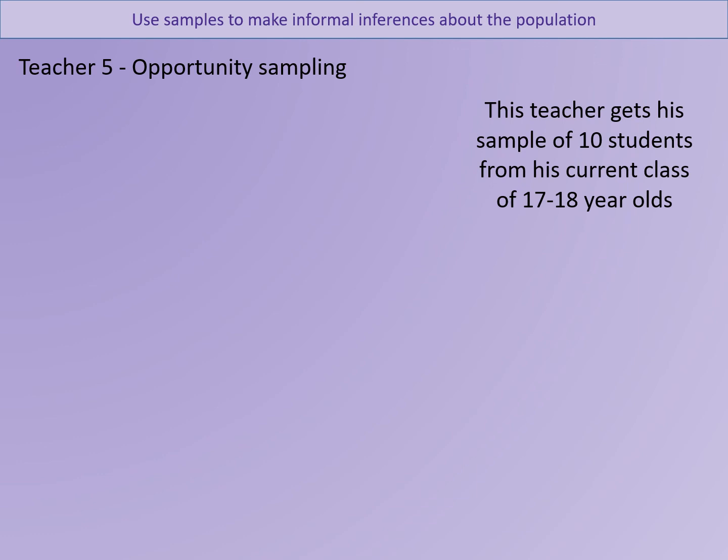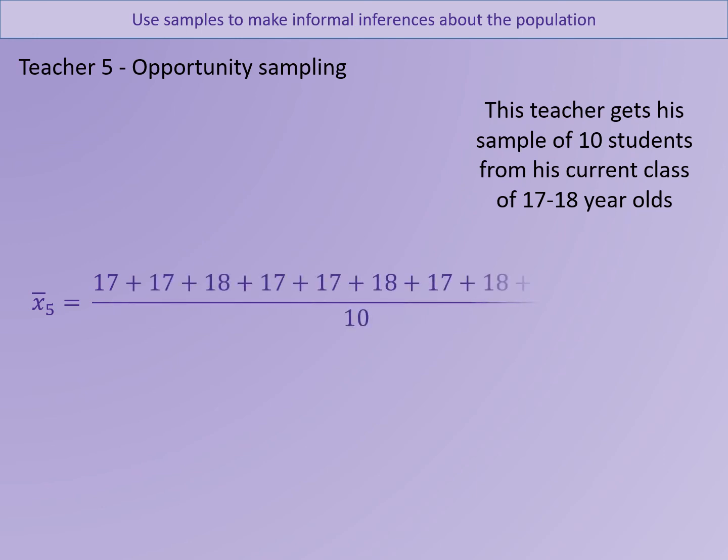Okay, so teacher 5, who's just taken the opportunity of sampling 10 students from the group that is currently in front of him, which consists of a group of 17 to 18-year-olds, ends up with a mean age of 17.4.